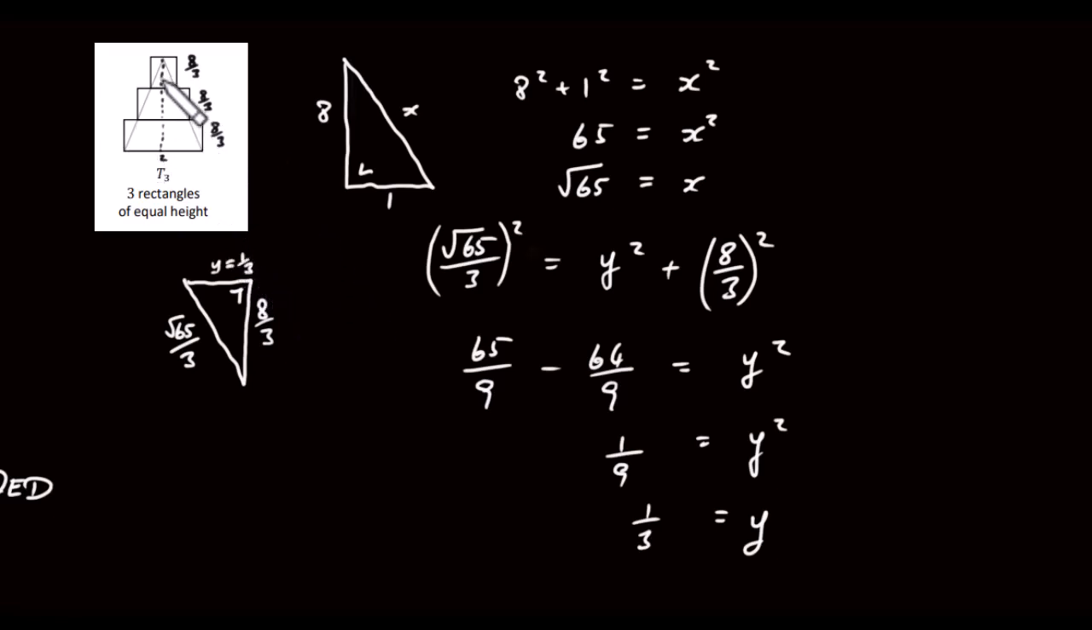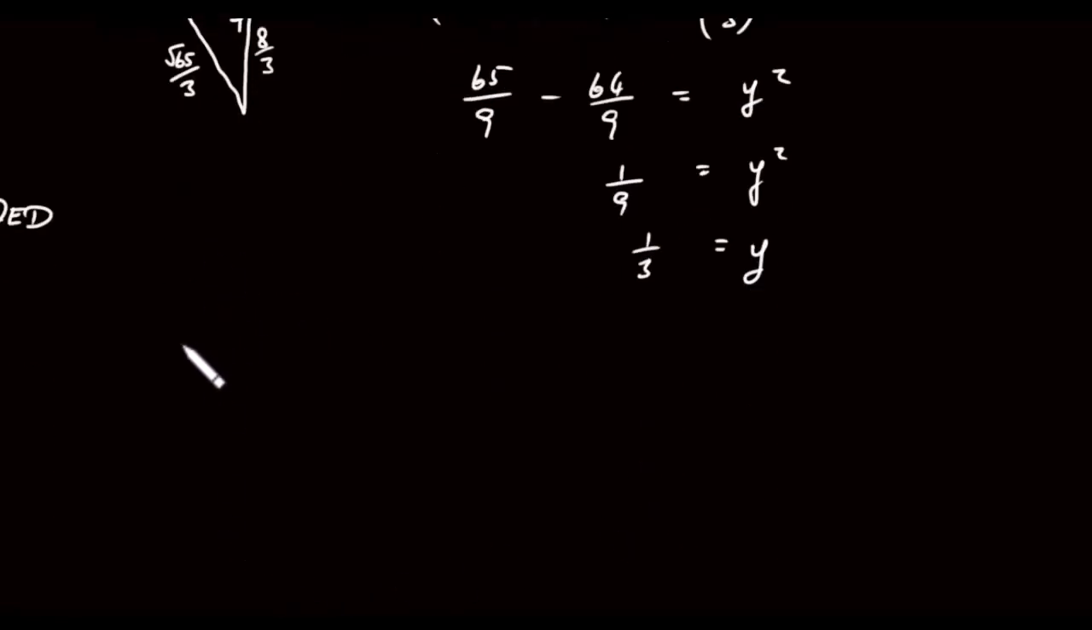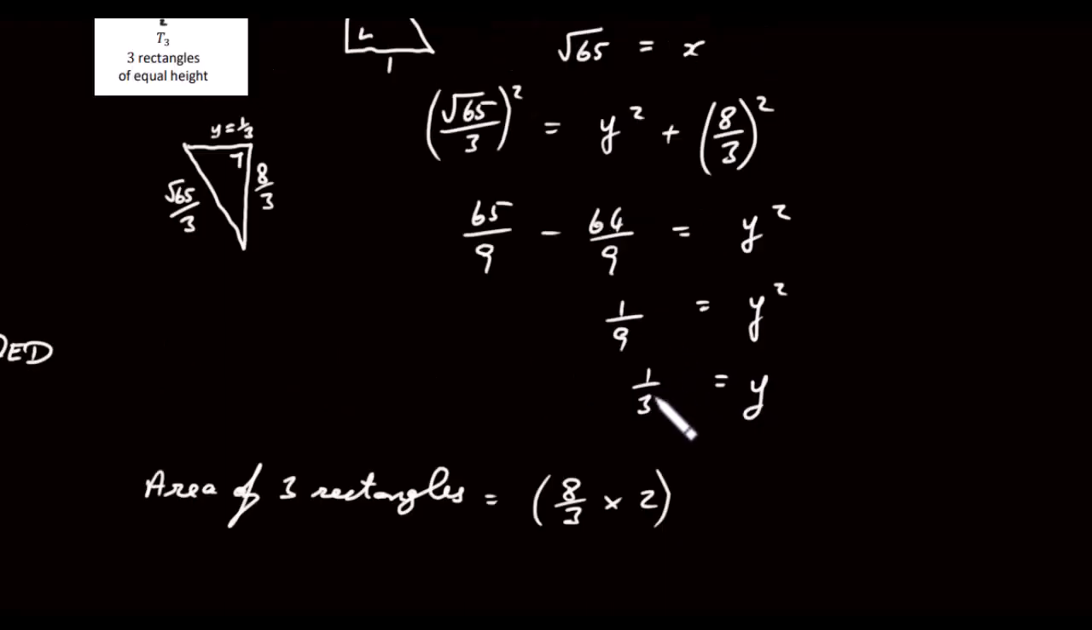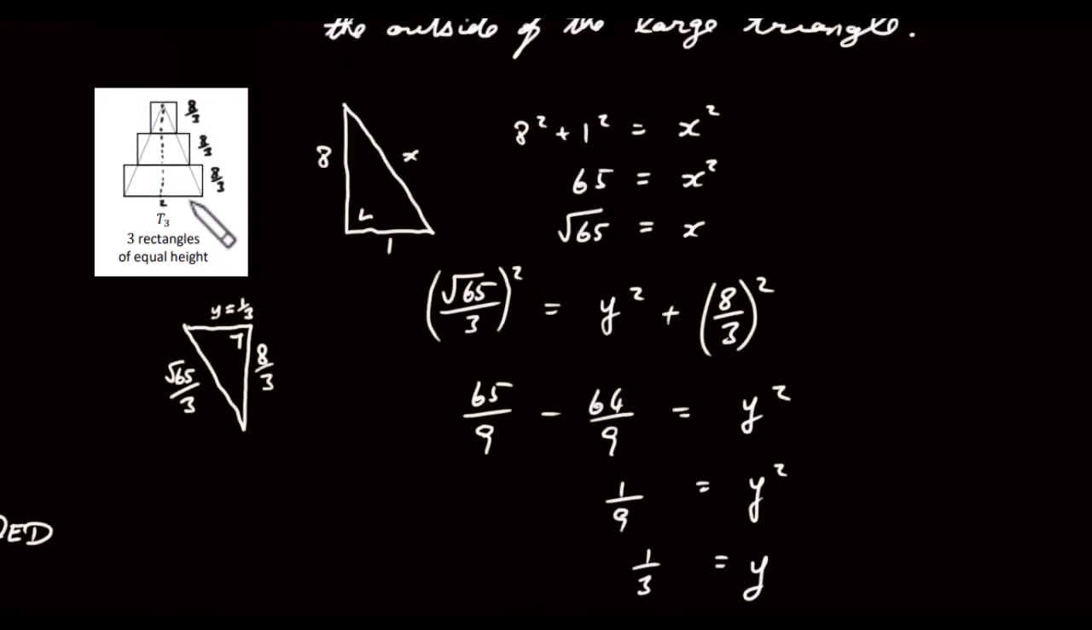So now we can work out the widths of each of these rectangles. We already know the height is 8 over 3. So we can now work out the widths. The width of this first one here is going to be 2. We know that already. So let's write down our area of the 3 rectangles. The first one is 8 over 3 times 2. That's easy enough to do.